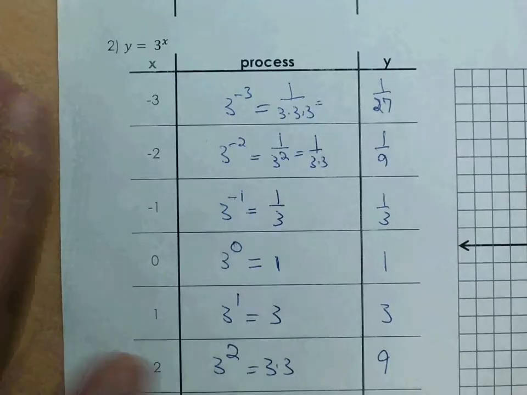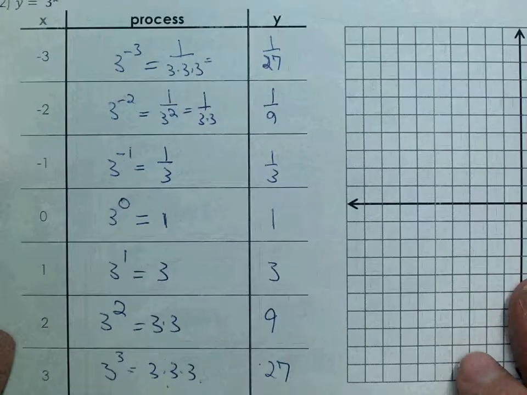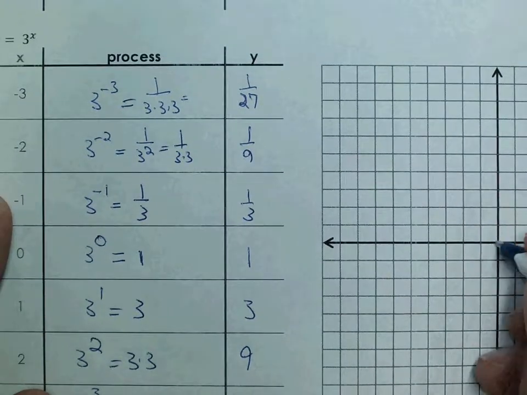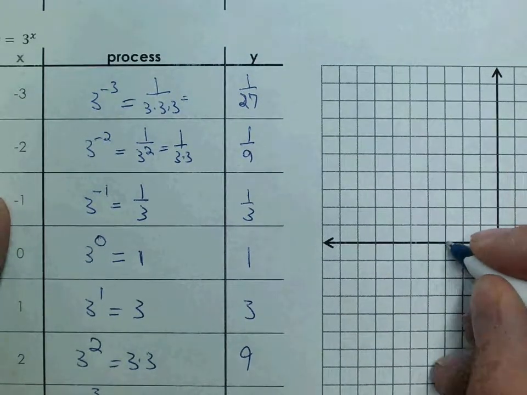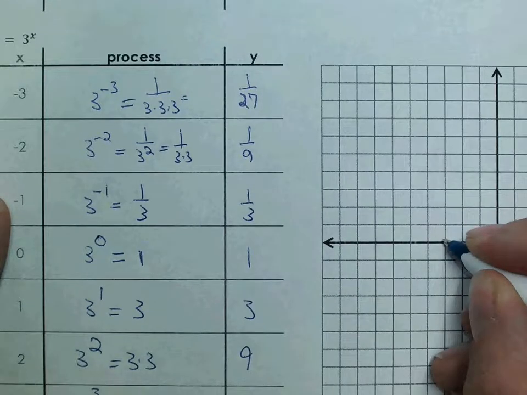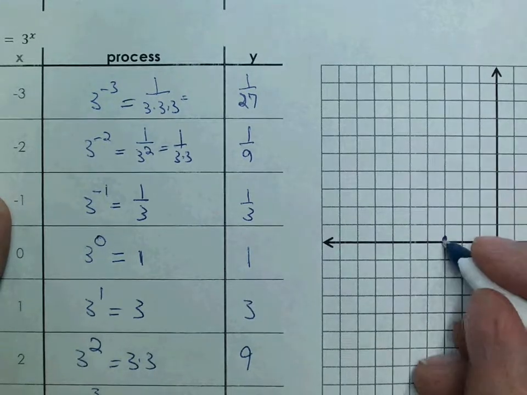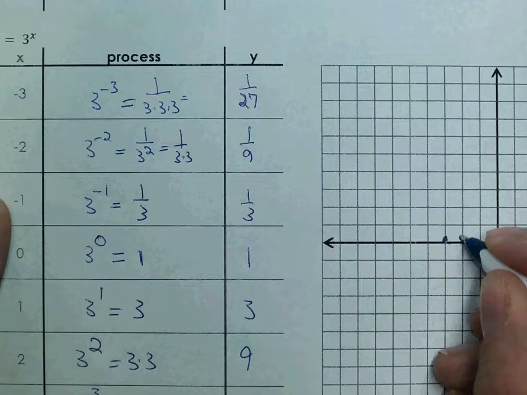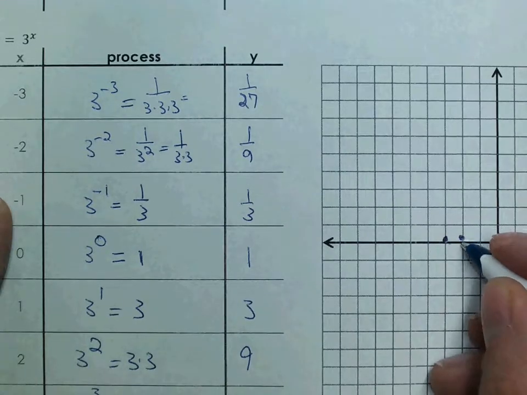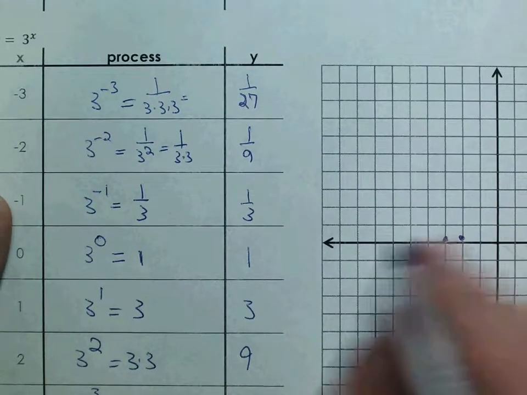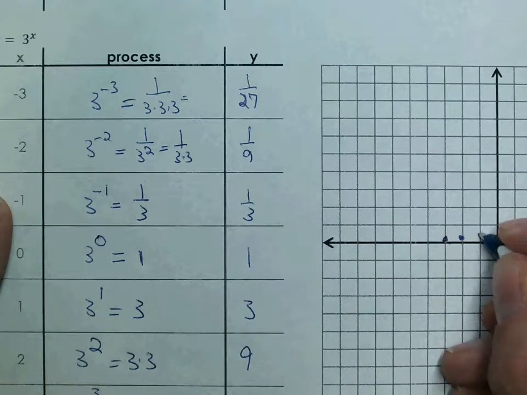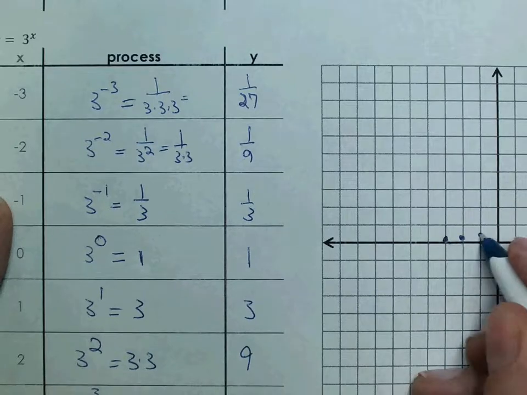Once we have those, we can graph them. When x is negative 3, y is 1/27. 1/27 is very, very close to 0. Imagine having something and splitting it into 27 pieces. 1/9 is pretty close to 0, but not quite as close. Having to split something into 9 pieces, you'll end up with bigger pieces than if you had to split it into 27 pieces. 1/3 is a third of the way up. It's just a little bit less than a half. It's starting to get a little bit higher.